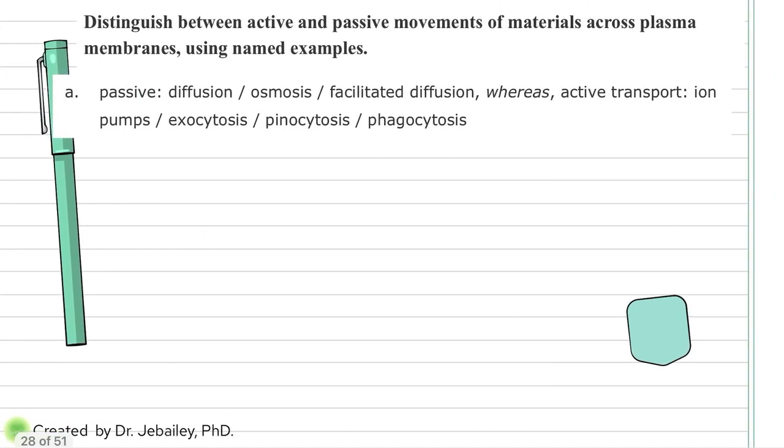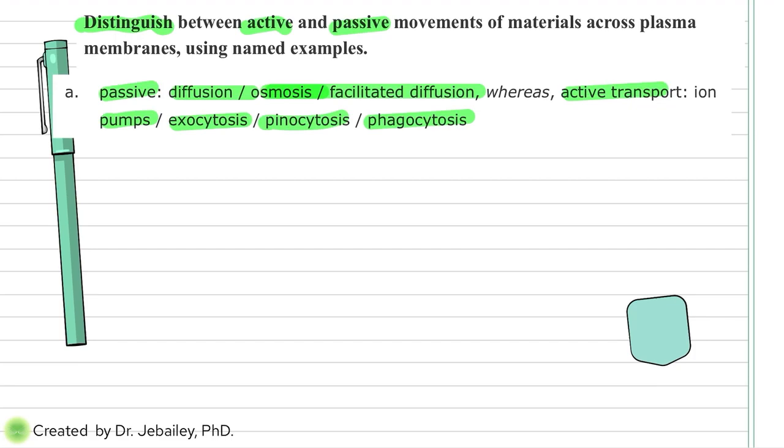First one, they said passive. When you say passive, what are the examples? Diffusion, osmosis, facilitated diffusion. While the active, what is it that we have? Ion pumps, exocytosis, pinocytosis, phagocytosis. Why? Because the word distinguish here means what is the difference between the active and the passive. So the first difference is listing their names.